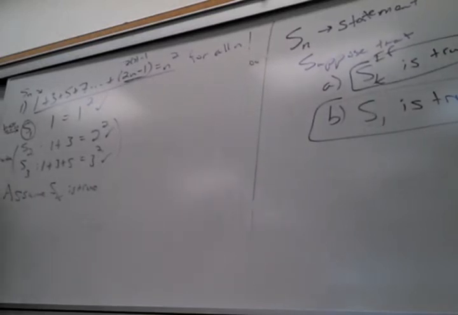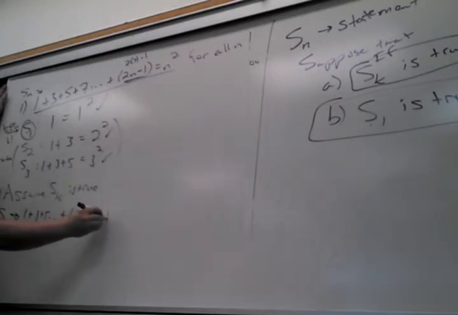This was step 1. Here's step 2. So what does Sk look like? And this is nothing major. If this is Sn, Sk is just 1 plus 3 plus 5 plus ... plus 2k minus 1 equals k squared.